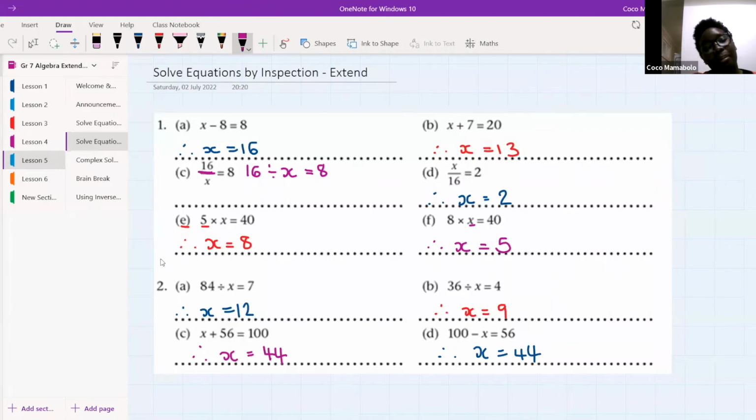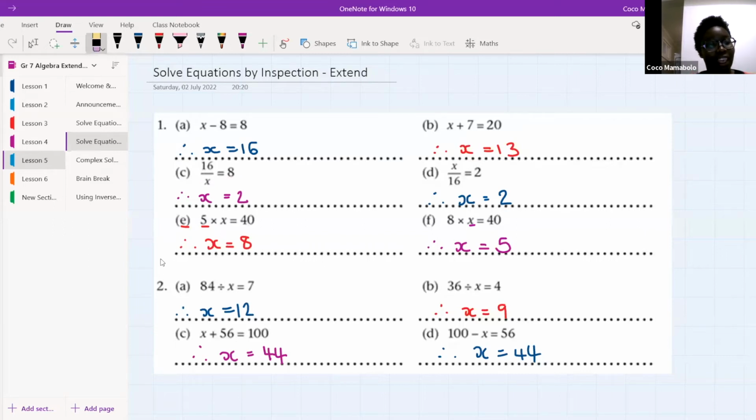Which number, if I divide into 16, is going to give me 8? 16 divided by what gives us 8? Can you guys help us out in the chat? Phoebe says 2. I'm glad. 2. Good. 16 divided by 2. That's why we then say, therefore, x is equal to 2. Because if we replaced x with 2, my answer would be correct. 16 divided by 2 would indeed give me 8. Are we okay with that concept? I hope you're okay with it. Okay. Excellent, Kungawo. I'm glad.